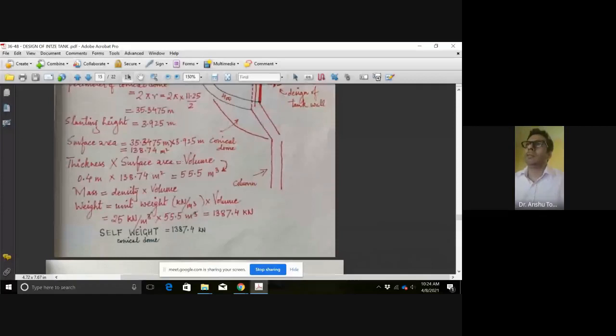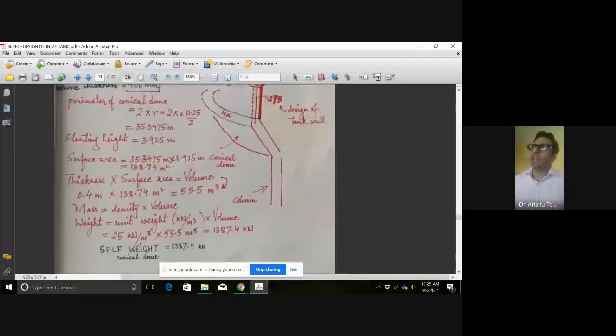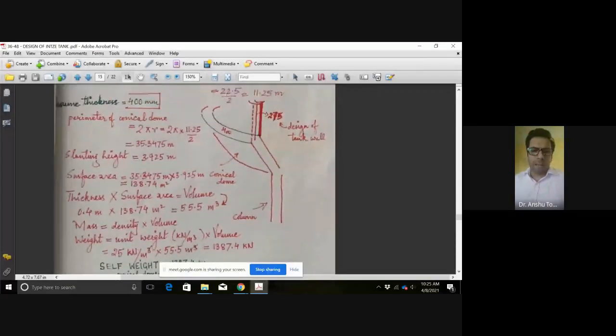Slanting height, surface area we have found out, thickness into surface area. Total surface area of the conical dome multiplied by the thickness. That is why I have drawn the figure here also. So when you multiply the total surface area, that is pi d into height.